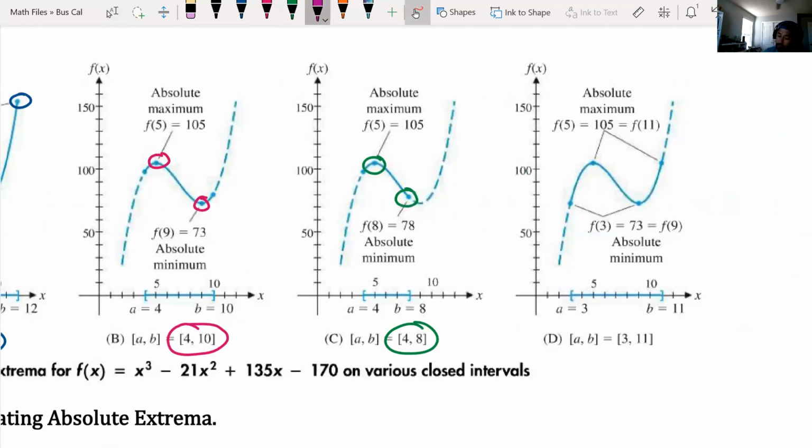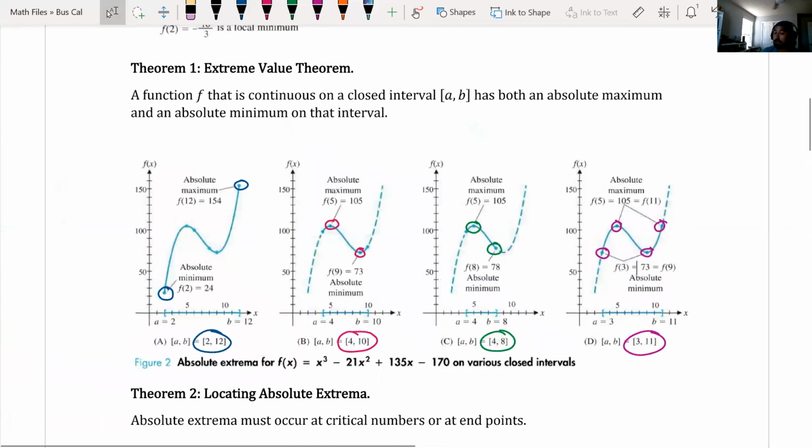And if we change the interval one more time to 3,11, then the absolute maximum actually occurs twice. The absolute maximum will happen at 105, and the absolute minimum is now at 73, but that occurs twice as well. So what this last graph is telling us is that we can have multiple absolute maximums and absolute minimums on a closed interval. Okay. Any questions so far?